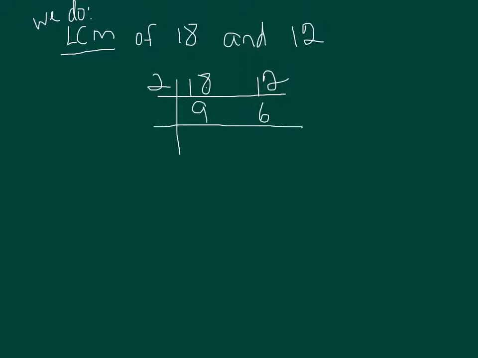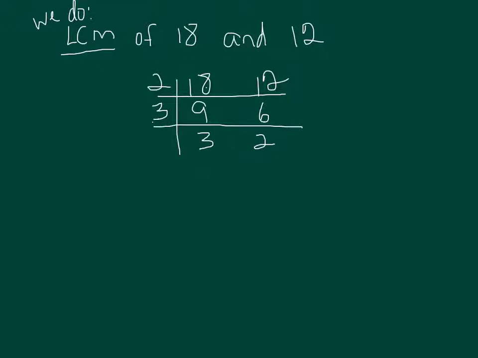Check for shared factors again. 3 goes into both of these numbers. 3 goes into 9 3 times, and 3 goes into 6 2 times. And here I'm stuck because both of those numbers are prime.